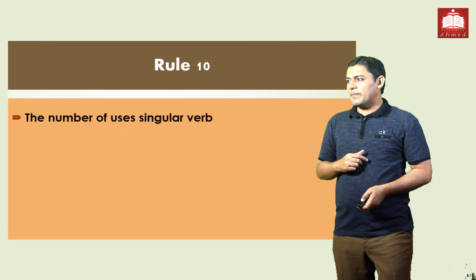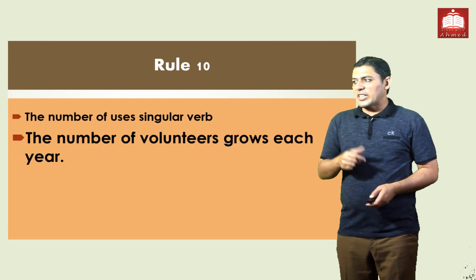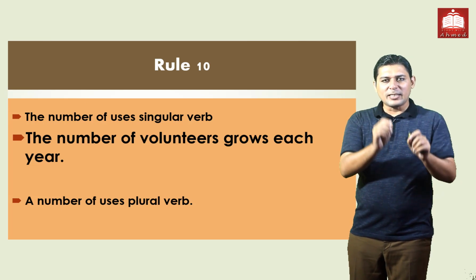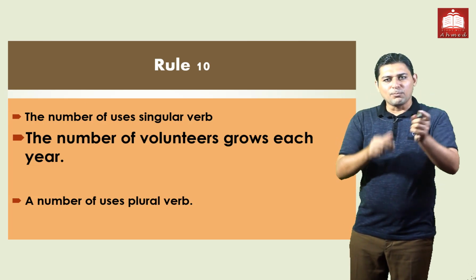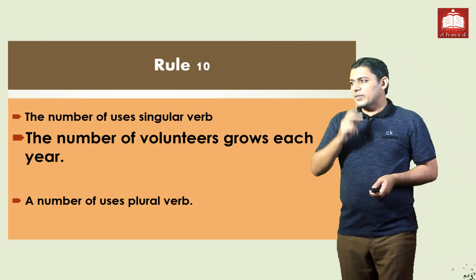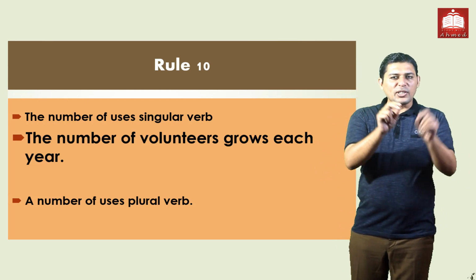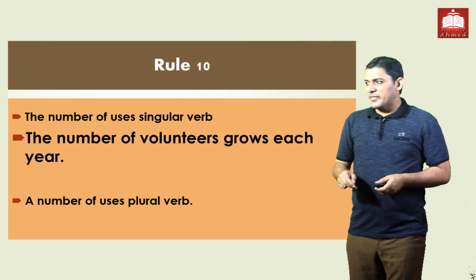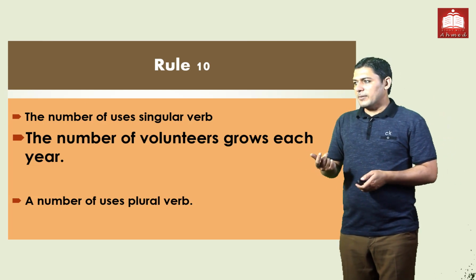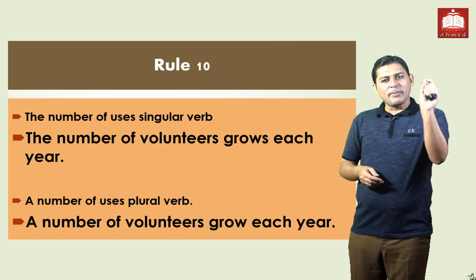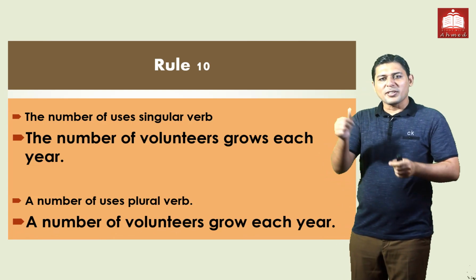Rule number 10, we have a number of usage. The number of and a number of. We have two kinds of subject. अगर लिखा होता है the number of और a number of, both are different. The number of volunteers grows. The number of मतलब singular की बात कर रहे हैं आप. And a number of means you are discussing a plural form. जब भी लिखा होगा a number of, तो हम plural की बात कर रहे हैं.